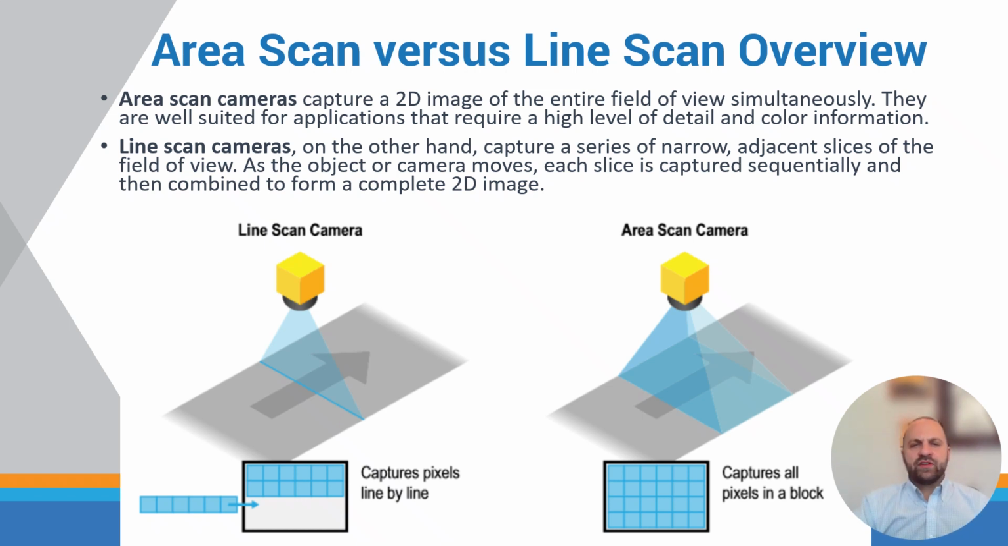Whereas line scan cameras will capture a series of narrow slices, maybe as small as 1 pixel at a time, and you'll move the camera over the object, or you'll move the object past the camera, capturing one line at a time, and then you'll be using a computer to reintegrate those images into one. And you can take a look on the right side here. We have an area scan example, and on the left side is a line scan, where you would either have the camera moving or the object moving.